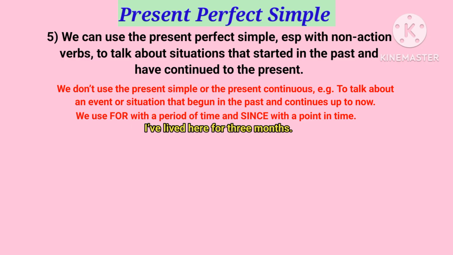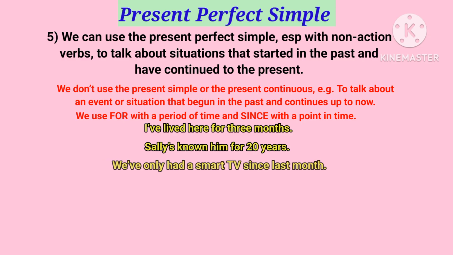Look at these examples. I've lived here for 3 months. Not I live here for 3 months or I am living here for 3 months. The verb live is non-action. Living here started 3 months ago and I am still living here. Sally's known him for 20 years. Know is a non-action verb and I still know him. We have only had a smart TV since last month. Have is a non-action verb and I still have that smart TV.